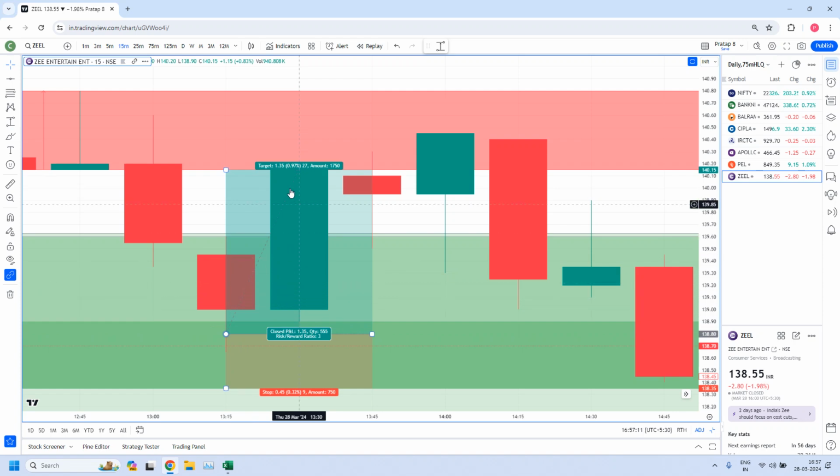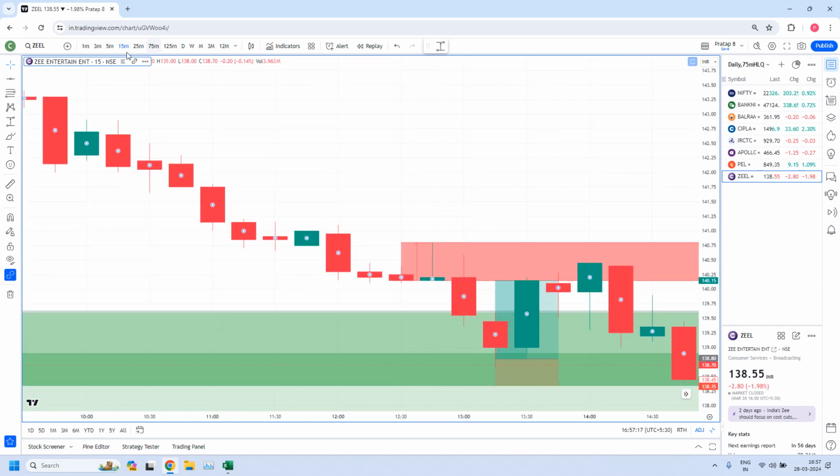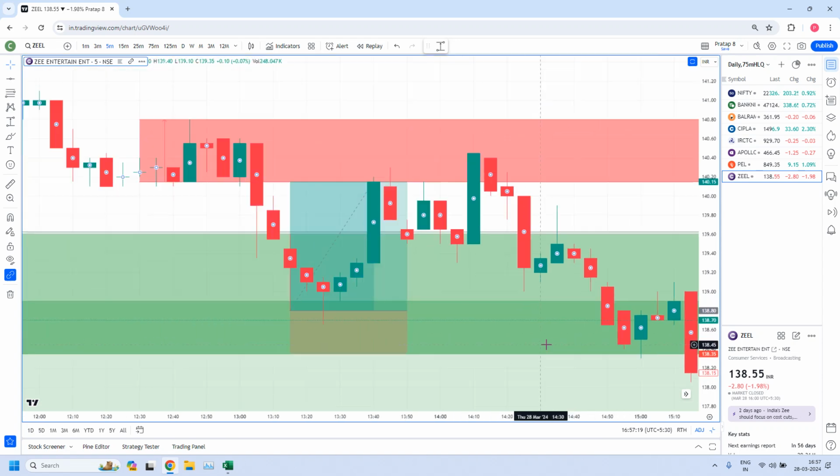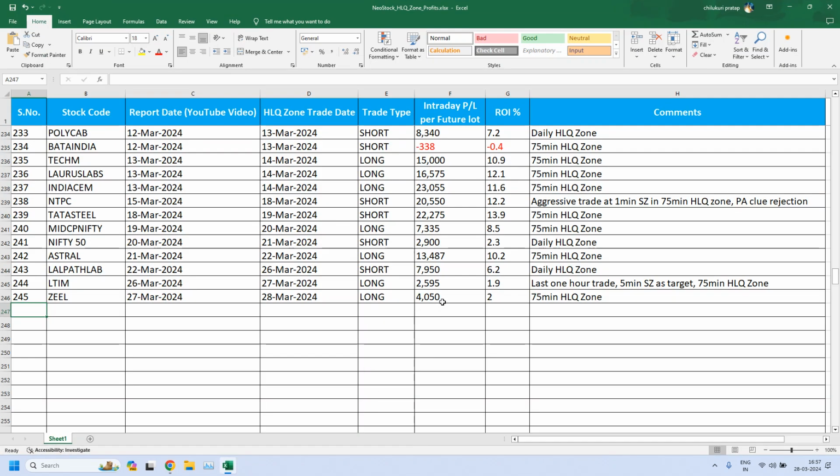And the moment it reached the target, you get 1:3 RR. So when you got the trade at the 13:25 candle, it reached the target at the 13:40 candle. In 15 minutes the trade is completed. It reached the target and you achieved 1:3 RR. This way Z has given a profit of 4,050 rupees.